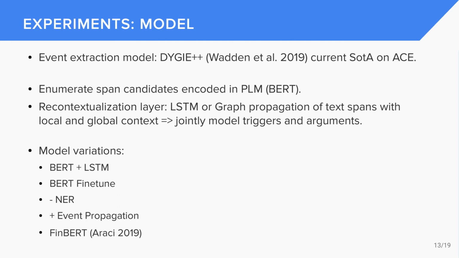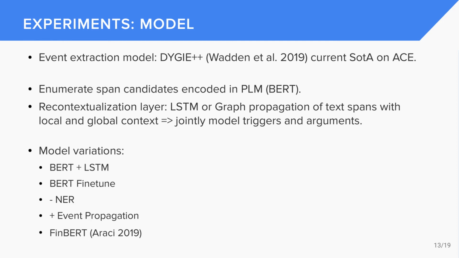The model relies on enumeration of candidate text spans as contextualized embeddings and incorporates local and global context to jointly model event triggers and arguments. The model enumerates candidates of spans and encodes them using a pre-trained language model such as BERT. With event propagation enabled, a graph is generated based on the model's best guess at the relations between spans in the document. The event graph has two types of nodes, trigger nodes and argument nodes.